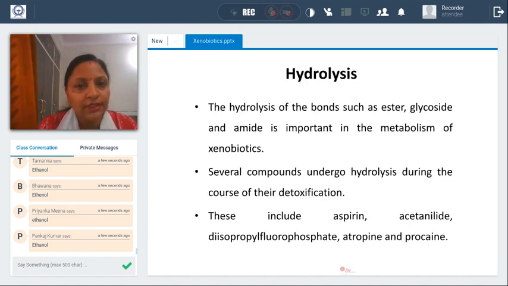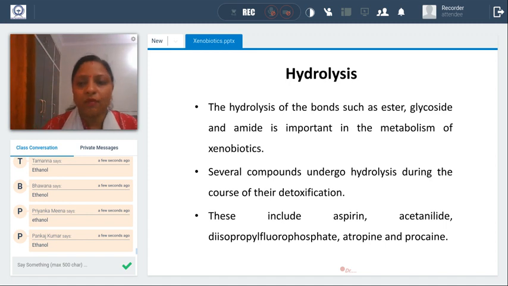Next reaction is hydrolysis. The hydrolysis of bonds such as ester, glycoside, and amide is important in the metabolism of xenobiotics. Several compounds undergo hydrolysis during the course of their detoxification. These include aspirin, acetanilide, diisopropyl fluorophosphate, atropine, and procaine. These are the important reactions.